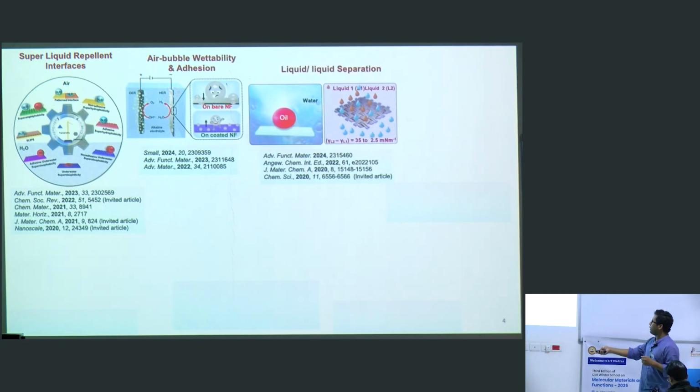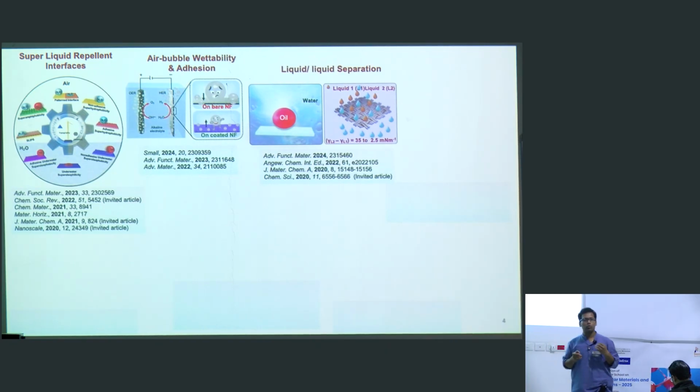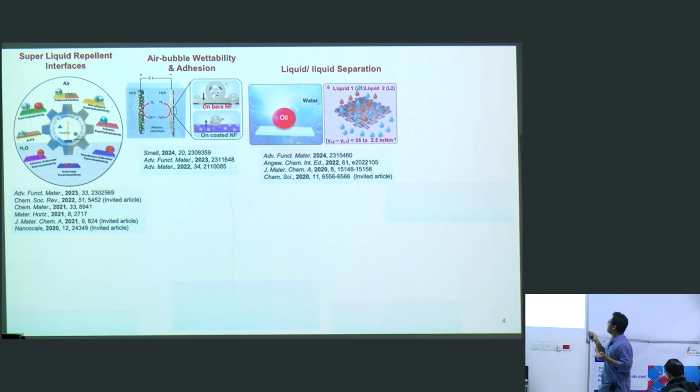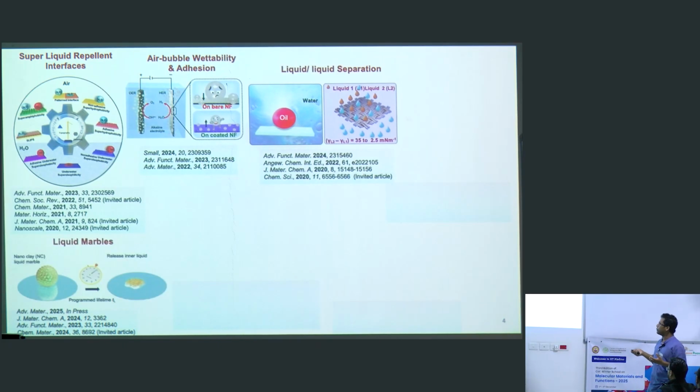Also, we recently introduced this sort of underwater superoleophobic coating inspired by fish scale, and that can be used successfully to separate oil and water from a mixture having a surface tension range from 35 to even 2.5. It is a wide range, right? And you can easily separate oil and water just based on gravitational force. So environmental remediation is very much possible.